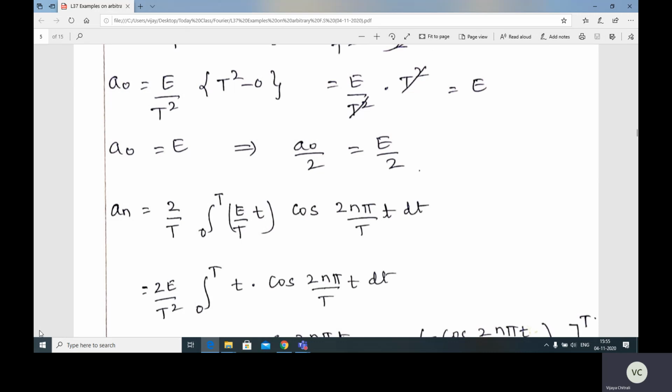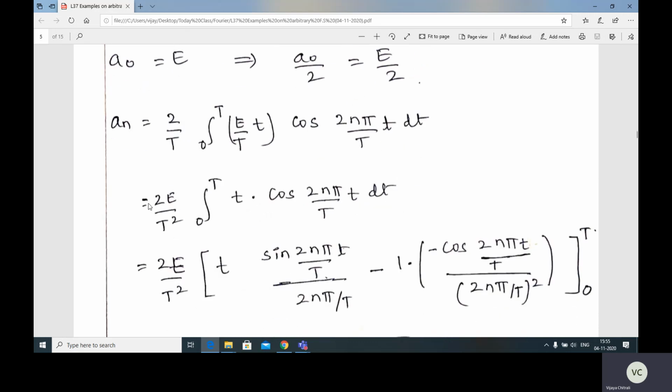Now calculate a n. So a n is equal to 2 by capital T integration from 0 to capital T E by T, small t, cos 2n pi t divided by capital T dt. So E by T is like a constant, take it outside. So 2E divided by T square integration from 0 to capital T t cos 2n pi t divided by capital T dt. So this is a product of two functions. One is polynomial and the other is trigonometric.